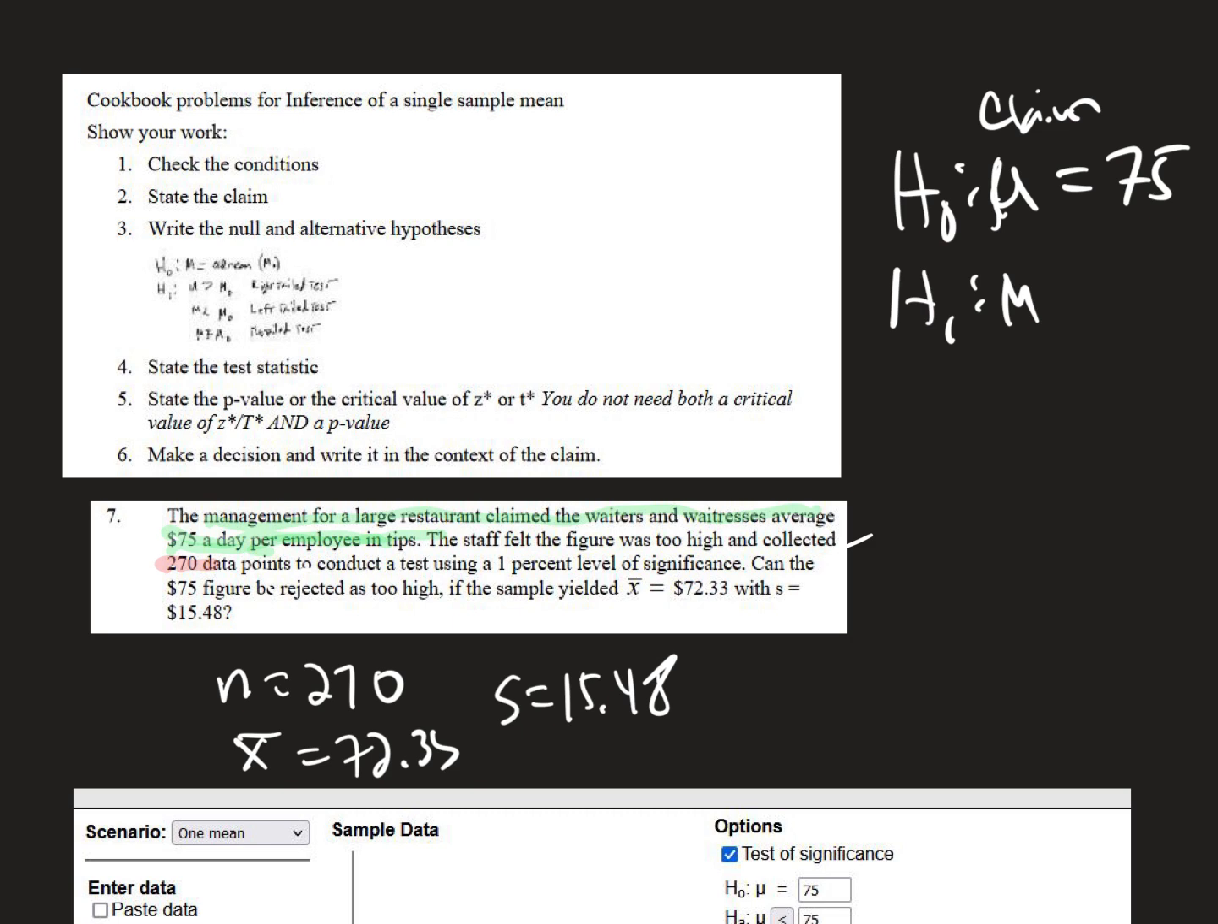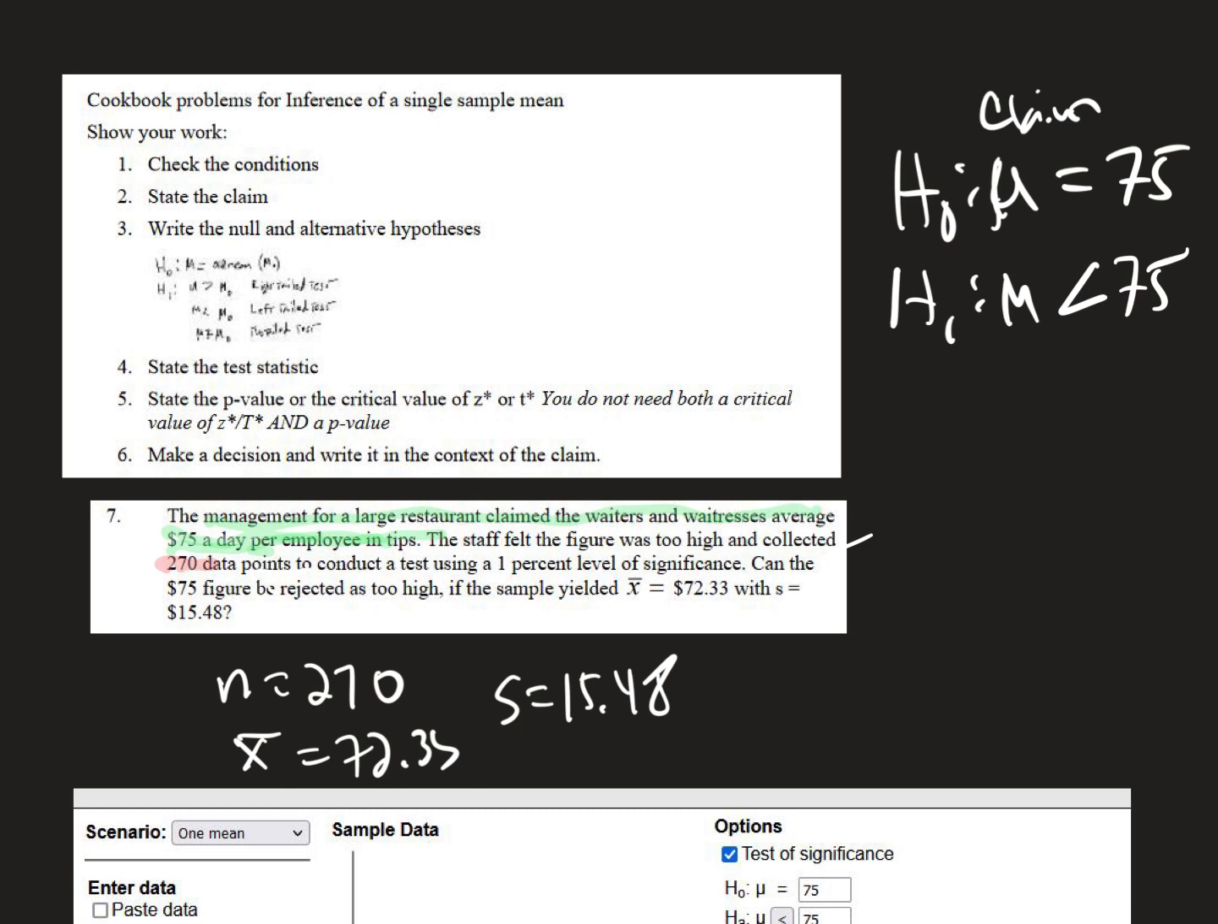So then H1 or HA: the staff felt it was too high, so that makes it sound like they think it's lower than 75. So I'll try a left-tailed test again, and I also notice that the sample mean is less than 75, so that would support a left-tailed test.